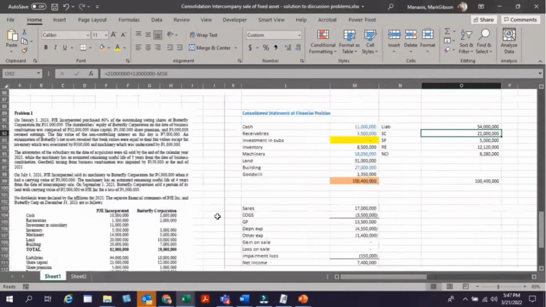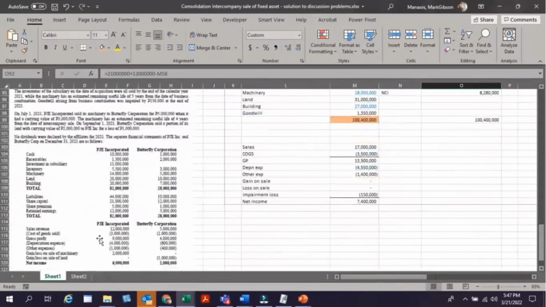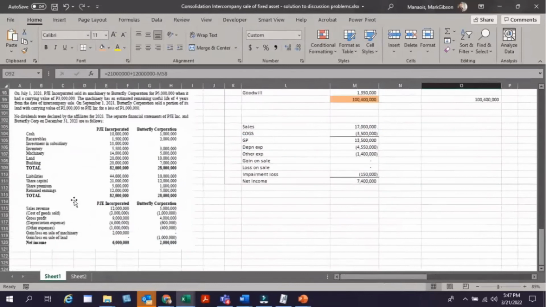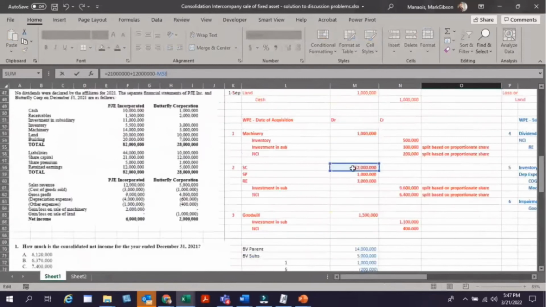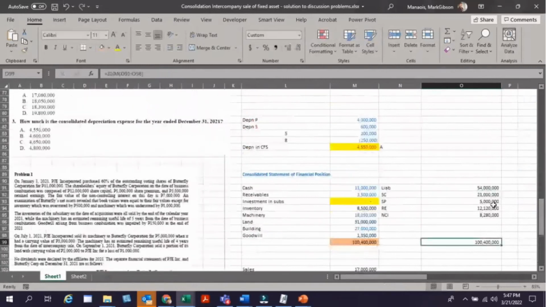Next, share capital. So share capital, we have 21 million plus 12 million. But remember, we have eliminated the subsidiary's share capital. So, technically, ang maiiwan lang dapat dito is yung kay parent. So, we have 21 million and then ganun din kay share premium.